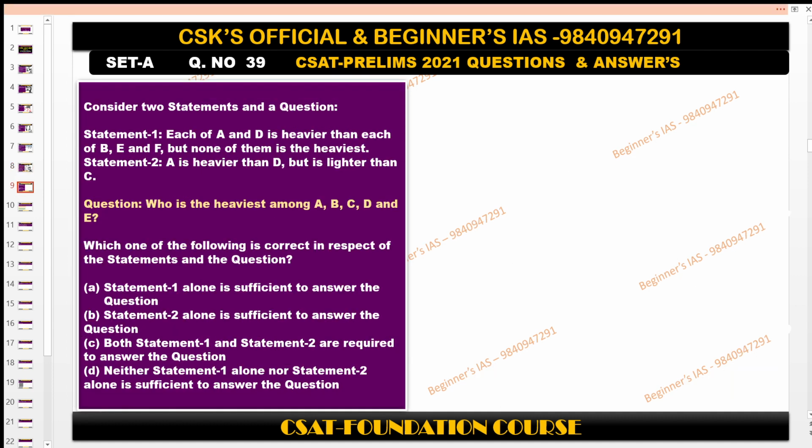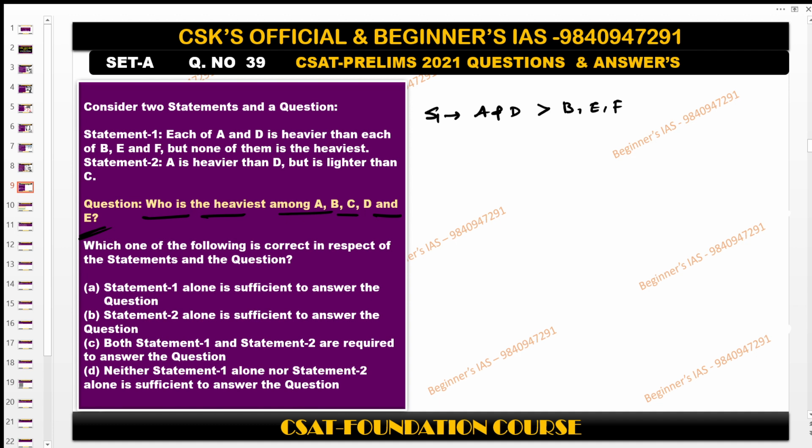So now this one. This is a somewhat interesting question, and you need to understand this question first. Here the thing is whether statement number 1 alone is sufficient or 2 alone is sufficient, or both are required, or both are not possible to answer the question. So the question is, who is the heaviest among A, B, C, D and E? Statement number 1: A and D are heavier than B, E, F.